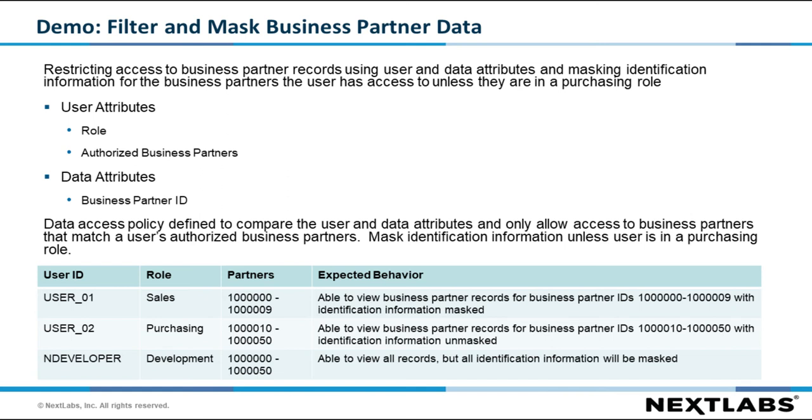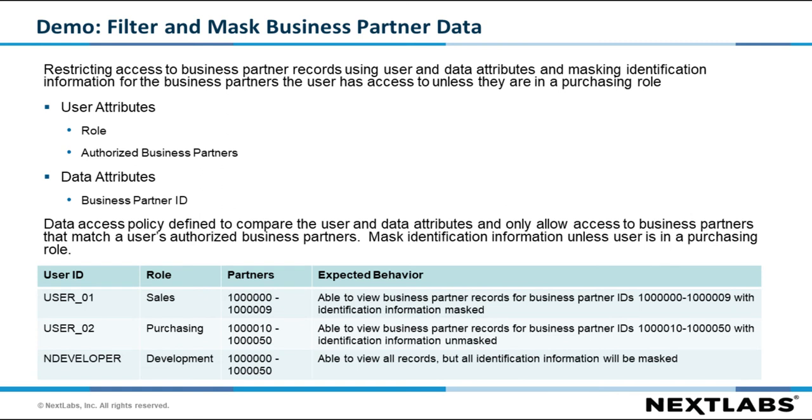We have 3 users for this demonstration. The first, user 1, is in a sales role and is authorized to access the business partners in the range 1000000 to 1000009. So we'll be able to see those business partner records, but we'll have identifying information for those business partners masked.